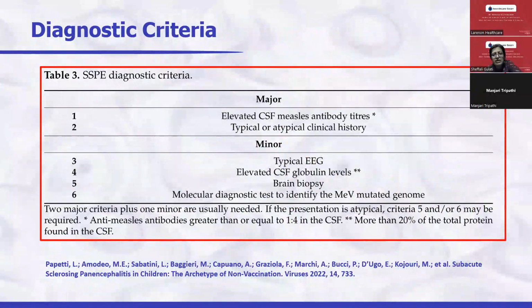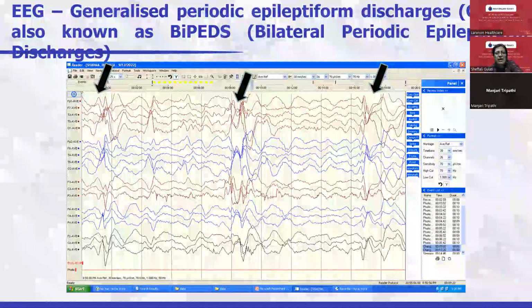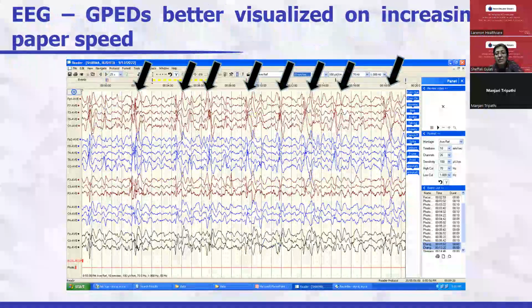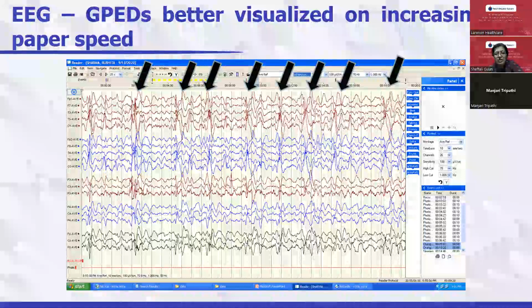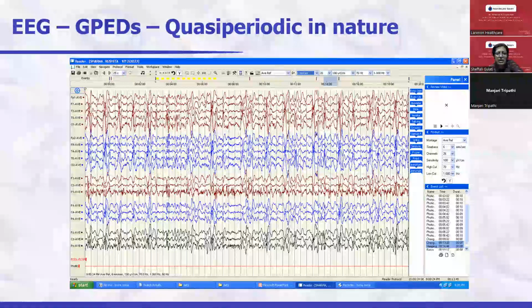So the diagnostic criteria include elevated CSF antibodies, and there are some typical EEG findings. In this EEG, these are bilateral periodic epileptiform discharges which can be seen. And the paper speed is very important in this situation. So you see, by changing the paper speed, you could see the discharges very nicely. These are quasi-periodic in nature.